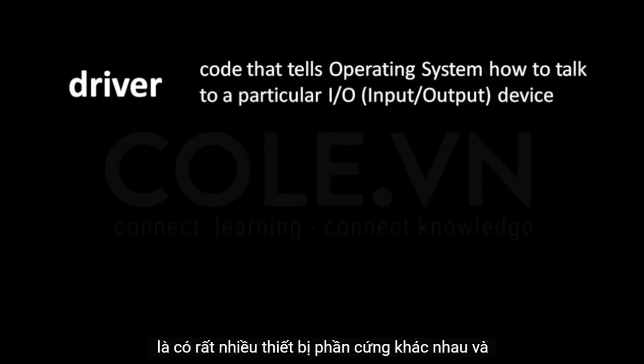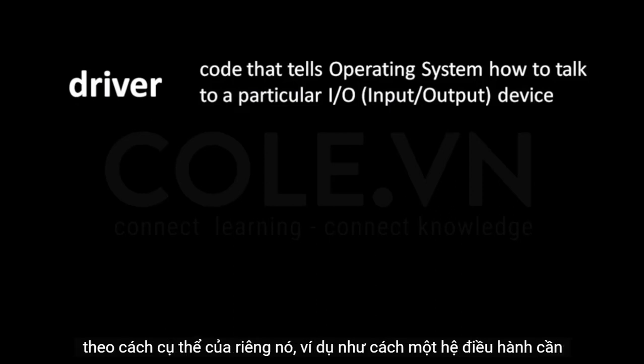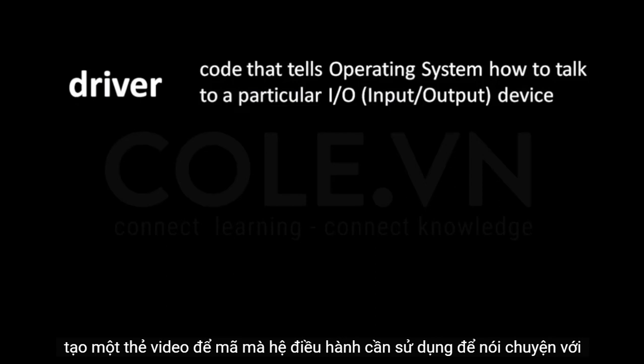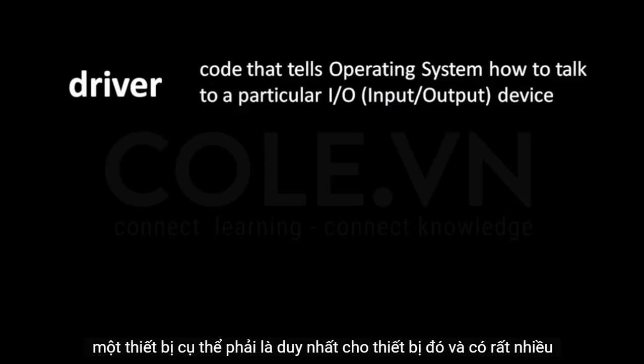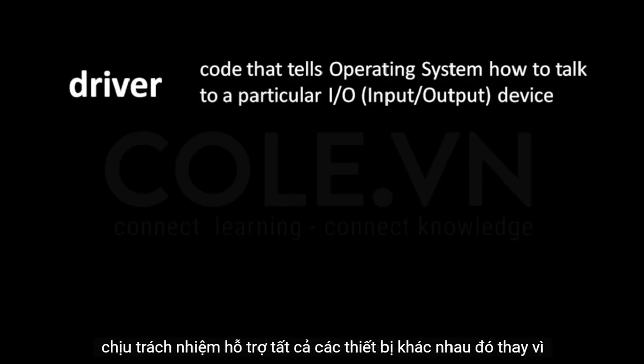One problem, however, is that there's an enormous variety of different hardware devices out there. To control these devices, the operating system has to speak to each device in its own particular way. For example, the way an operating system needs to talk to one make of video card is not the same as it needs to talk to some other make of video card. So the code which an operating system needs to use to talk to a particular device has to be unique for that device. And there are so many devices out there, it's not practical for, say, Microsoft to be responsible for supporting all of those different devices.